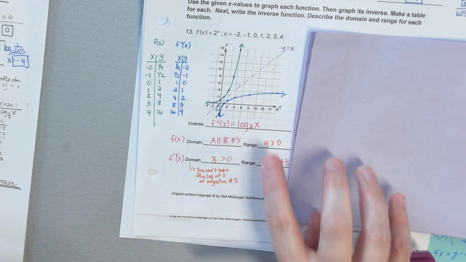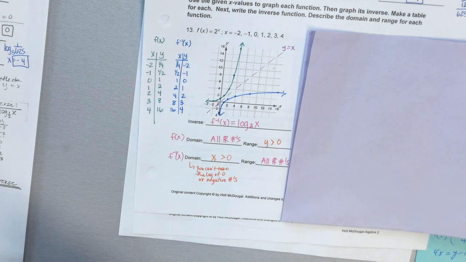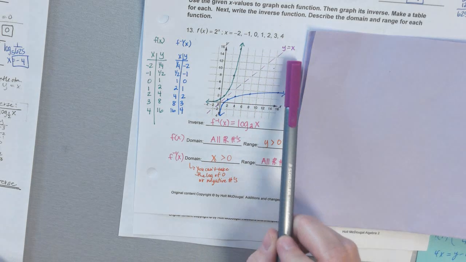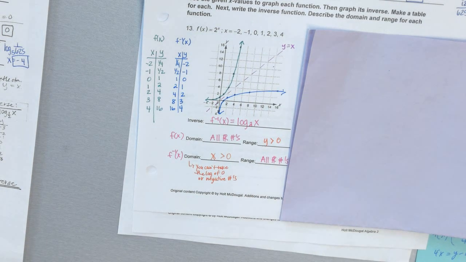Okay, and then for the inverse, just switch your x and y. Don't try to evaluate. Pick the quickest path possible. Anytime you have an inverse, you should have y equals x on there. Some of you forgot that for these, so please add it in.